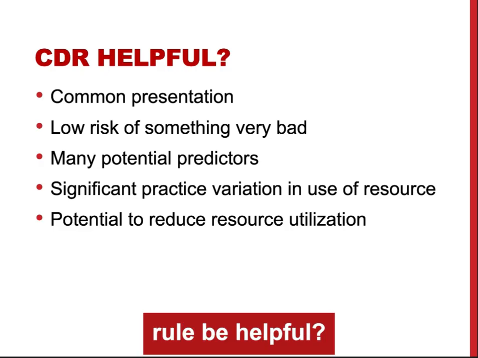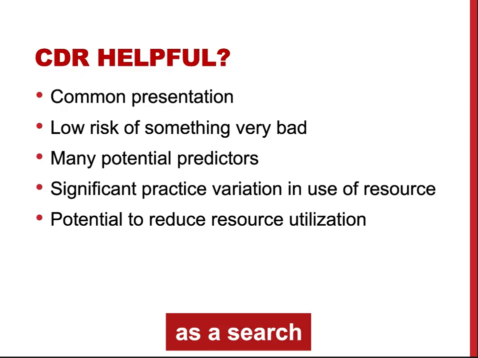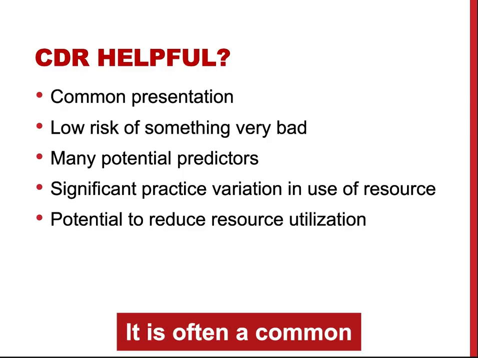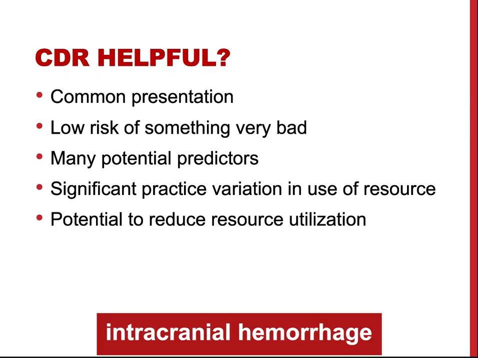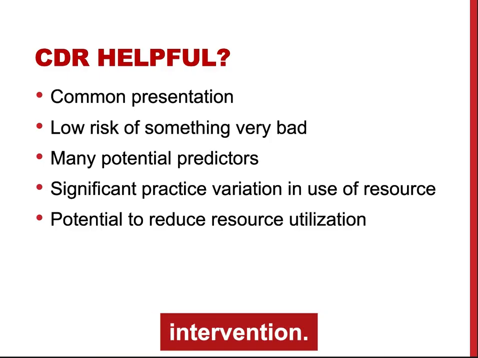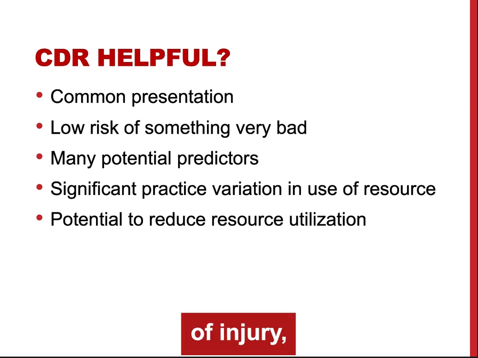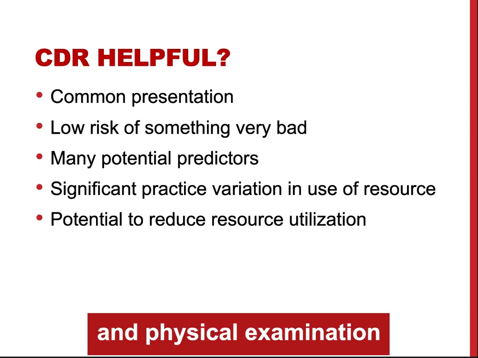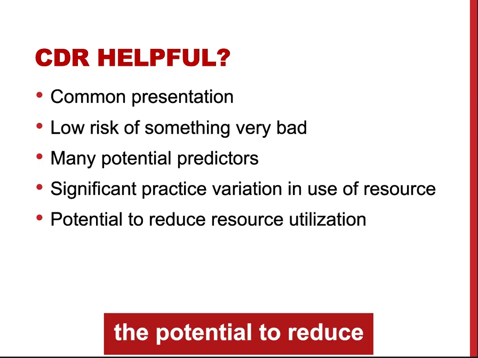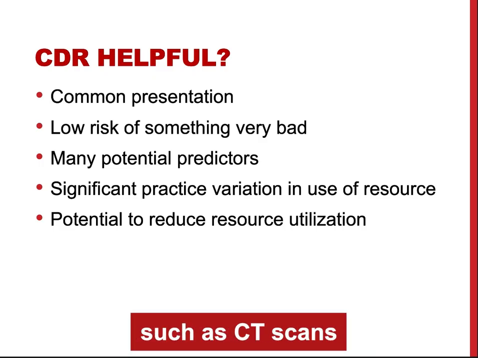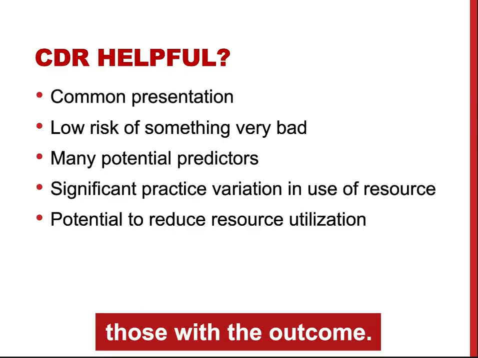When would a clinical decision rule be helpful? I think of many of the diagnostic situations we find ourselves in as a search for a needle in a haystack. It is often a common presentation, such as head trauma, where there's a really low risk of something very bad happening, such as an intracranial hemorrhage requiring neurosurgical intervention. There are many factors that can be considered in the diagnostic process, such as the mechanism of injury, the patient's symptoms, and physical examination findings. There's also practice variation of who undergoes testing, so there is the potential to reduce resource utilization, such as CT scans, if we can identify those at low risk for the outcome without missing those with the outcome.